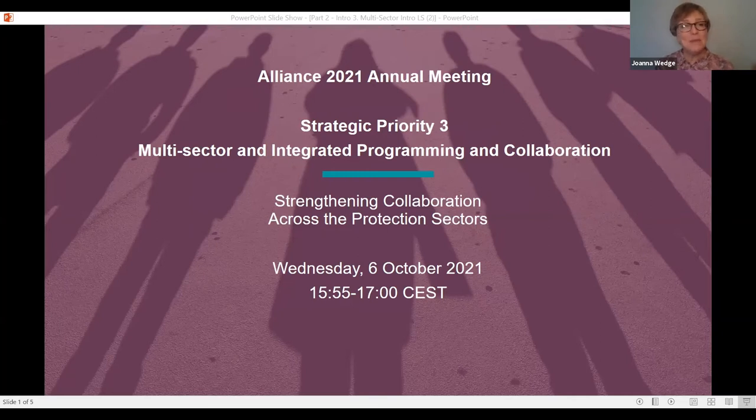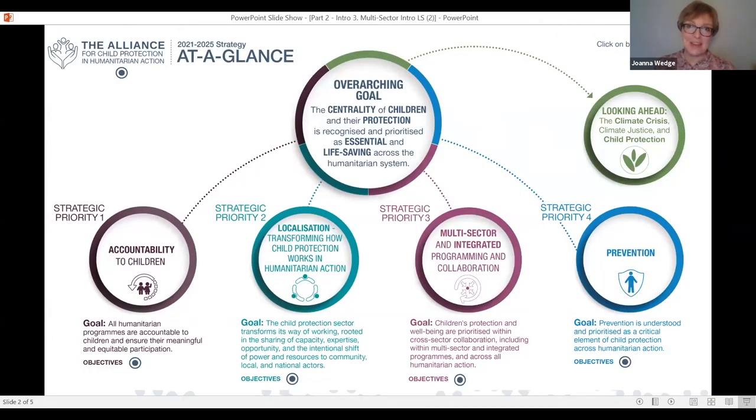Super. If we could move to the next slide. Thanks, Jessica. So again, apologies if this is a bit of a recap for some of you, but for those of you who are just joining us and who didn't benefit from the introduction to the overall strategy as it's being released today, Elspeth earlier had talked in this same room about strategic priority 3, but just bear with us for a couple of minutes. So what we have on the screen is the infographic for understanding the Alliance's new five-year strategy.